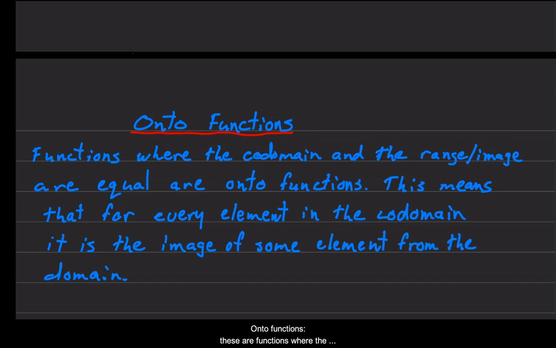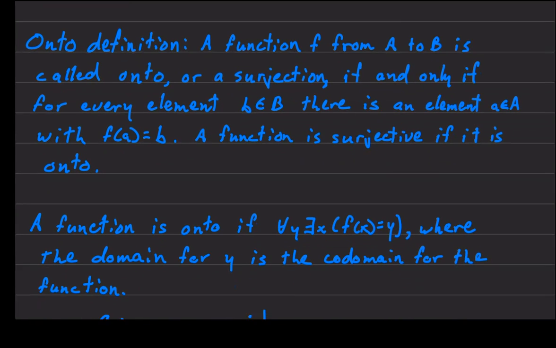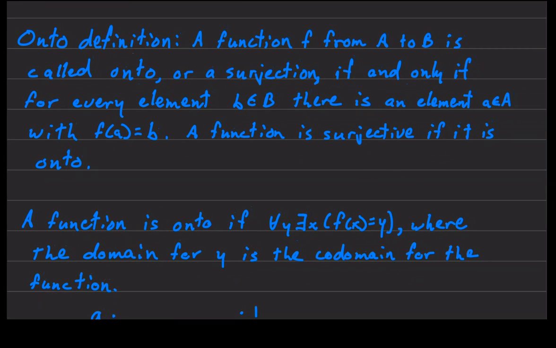Onto functions. These are functions where the codomain and the range or image are equal. This means that for every element in the codomain, it is the image of some element from the domain. That leads us to the definition.